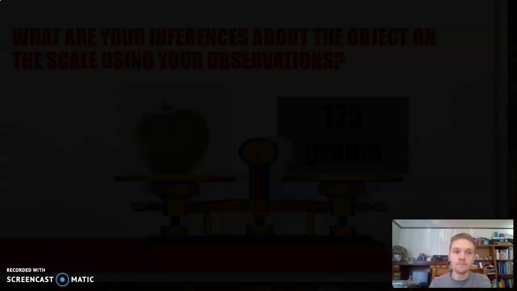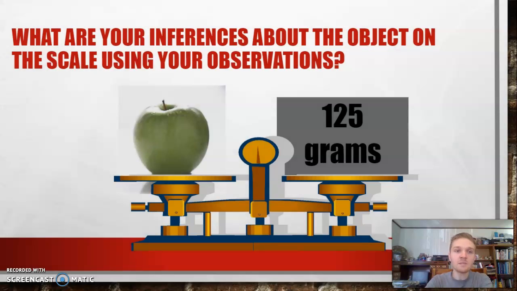So we're not talking about characteristics like color, we're talking about the numbers, the amounts of things about the apple. All right, so let's look at this picture now. What are your inferences about the object on the scale using your observations?